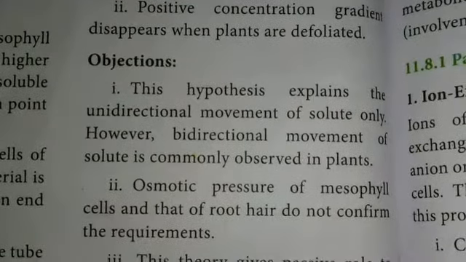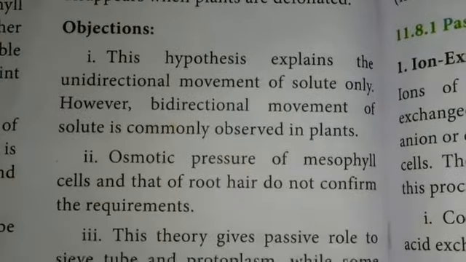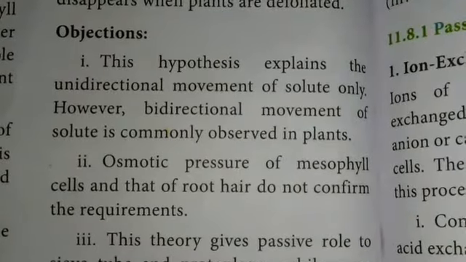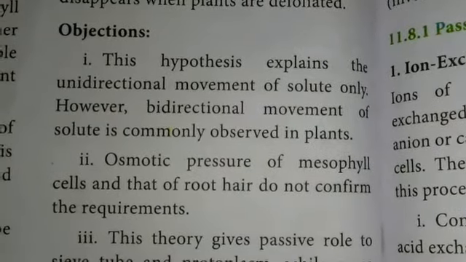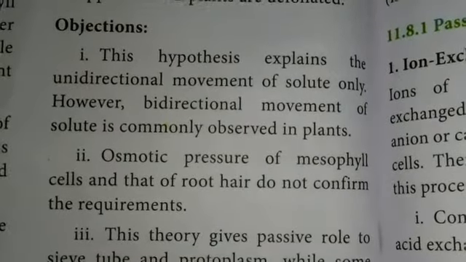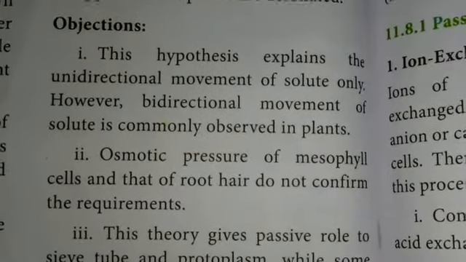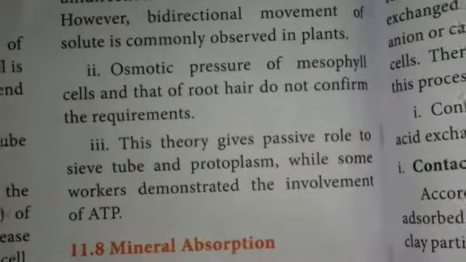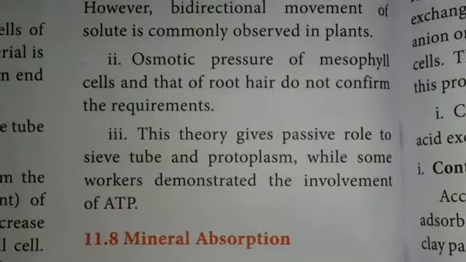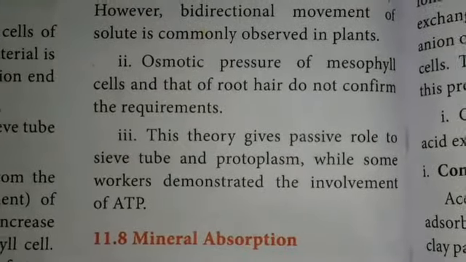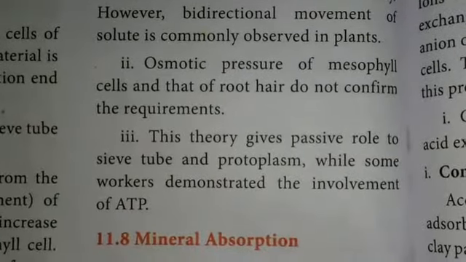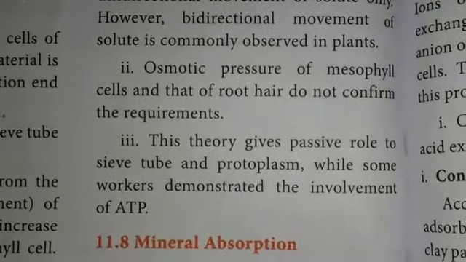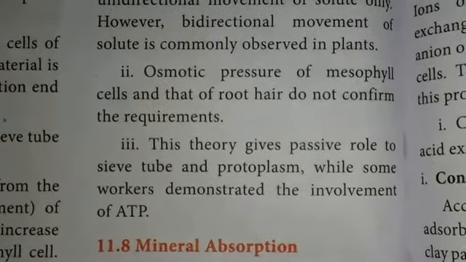Objections. The hypothesis explains the unidirectional movement of solute only, but the direction of movement is upward, downward, and radial. However, bidirectional movement of solutes is commonly observed in plants. The osmotic pressure of mesophyll cells and that of root hairs do not conform to the requirements. This theory gives a passive role to the sieve tube and the protoplasm, while some workers demonstrated the involvement of ATP, that is, an active process.